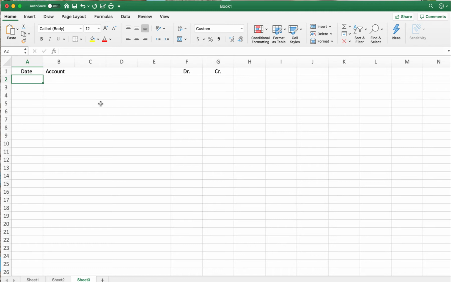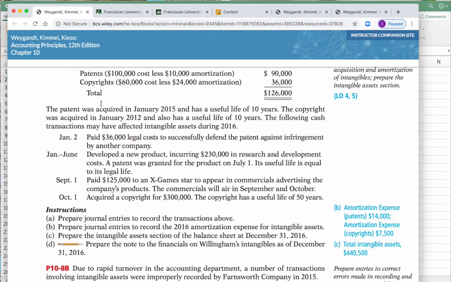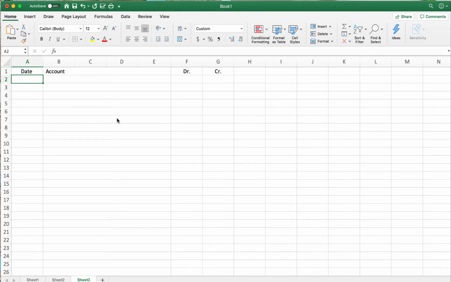So what we're going to do now is go ahead and do our journal entries. So they tell us on January 2nd, we paid $36,000 legal cost to successfully defend the patent against infringement. We already had a patent that we bought January 15th. Somebody tried to copy us. We sued them. Okay. We need to do this journal entry. Now, any legal costs that arise because we're defending a patent that we already have, what we're going to do is debit patents and credit cash.